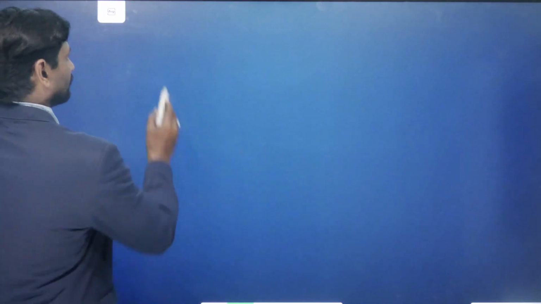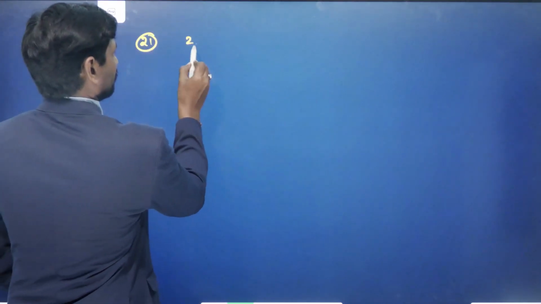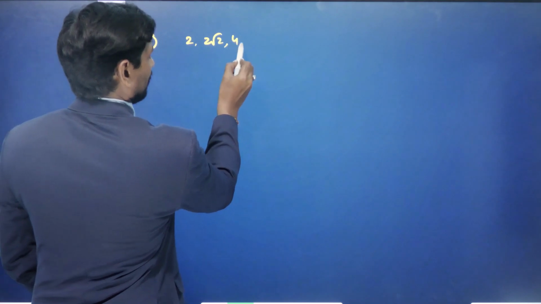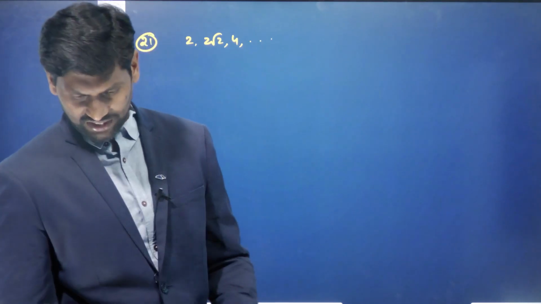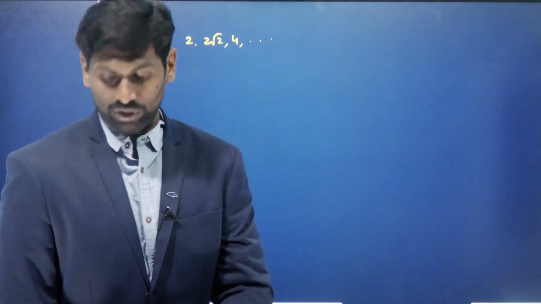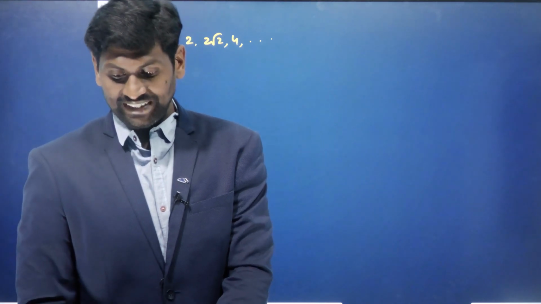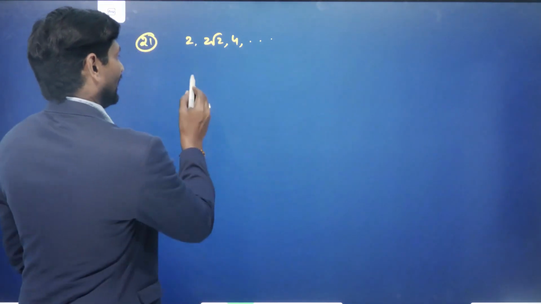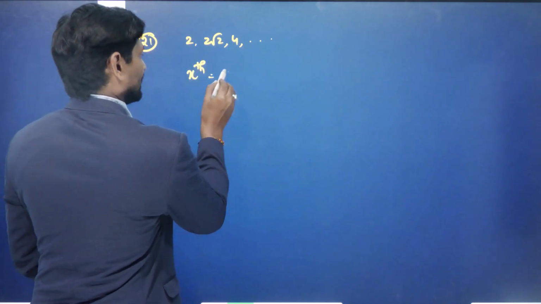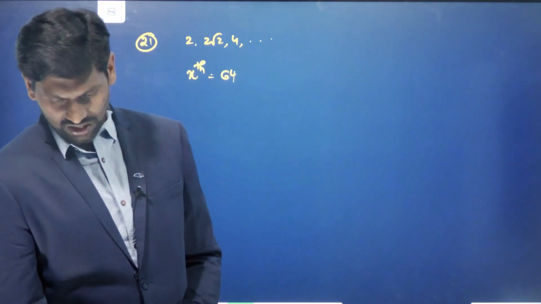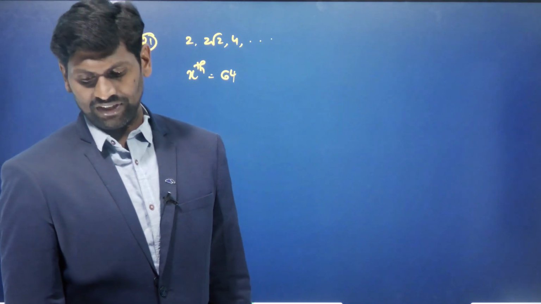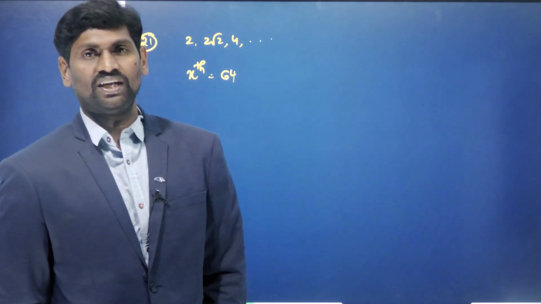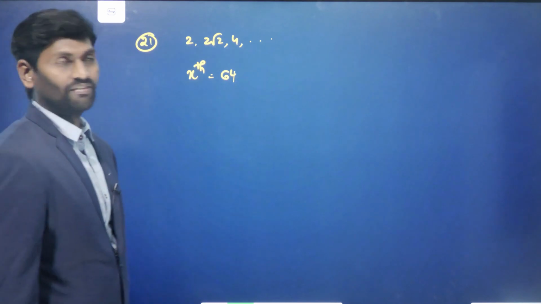Okay, that is 21. If 2, 2 root 2, 4 and so on, this series is in geometric progression and 64 is the xth term, then we should find the x minus 7 value.